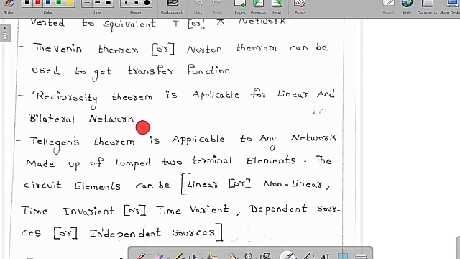Then only we can say the reciprocity theorem is satisfied, and we can say it is a reciprocal network. The reciprocity theorem is applicable to any network made up of lumped terminal elements. The circuit's elements can be linear or non-linear, time variant or time invariant, dependent sources or independent sources. No matter what the elements are, any network is going to satisfy the reciprocity theorem.